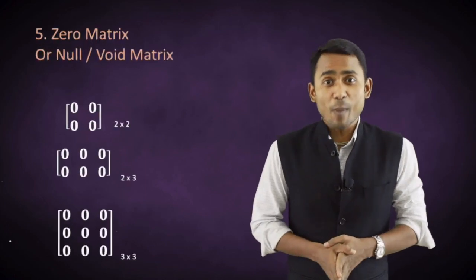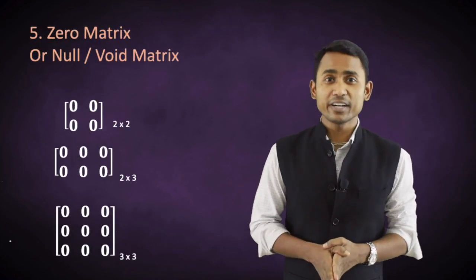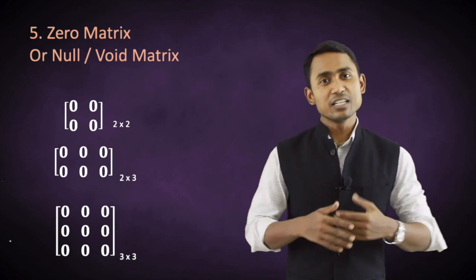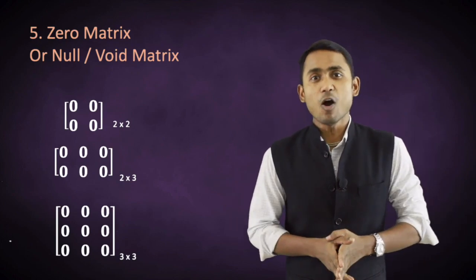Then we have zero matrix, which is also called null matrix or void matrix. It is a matrix whose all elements are zero and it can have any order.